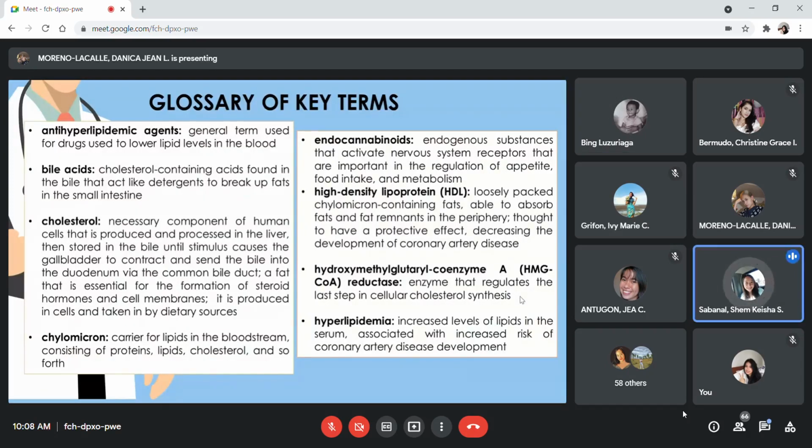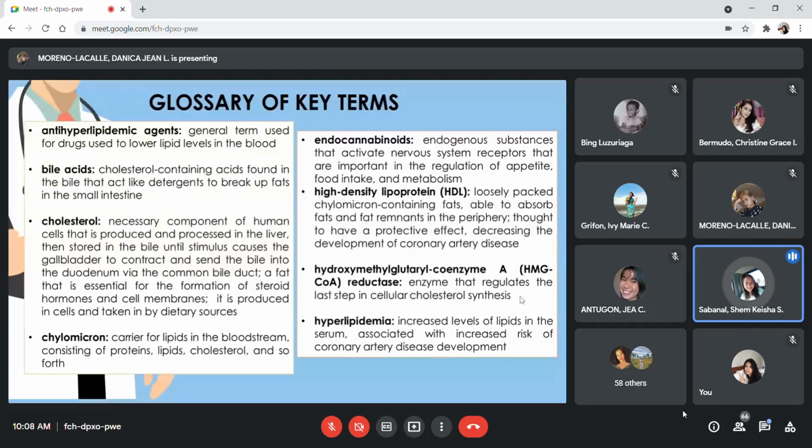Before we dig deep into the discussion, let us first unlock some key terms. We have anti-hyperlipidemic agents, which are drugs that lower the lipid levels in our blood. Bile acids act as emulsifiers, like detergents, that break down the fats in our small intestine. Then we have cholesterol, a necessary component of human cells because it is part of our steroid hormones and cell membrane. It is produced and processed in our liver and stored as bile until a stimulus causes the gallbladder to contract and send bile into the duodenum via the common bile duct.